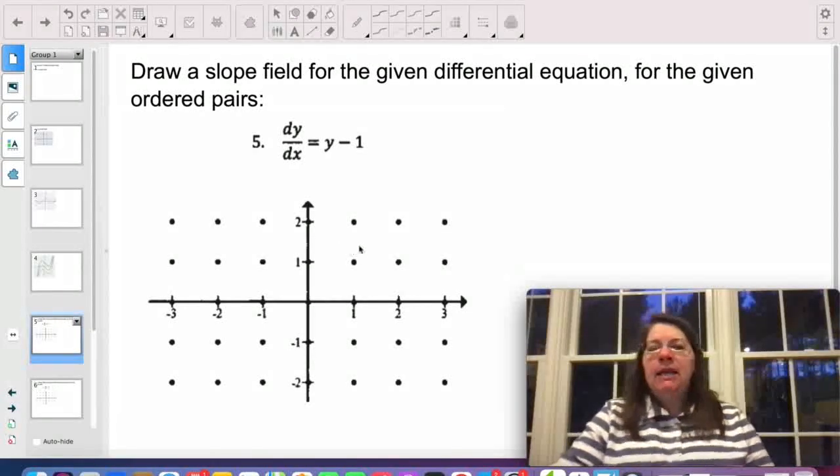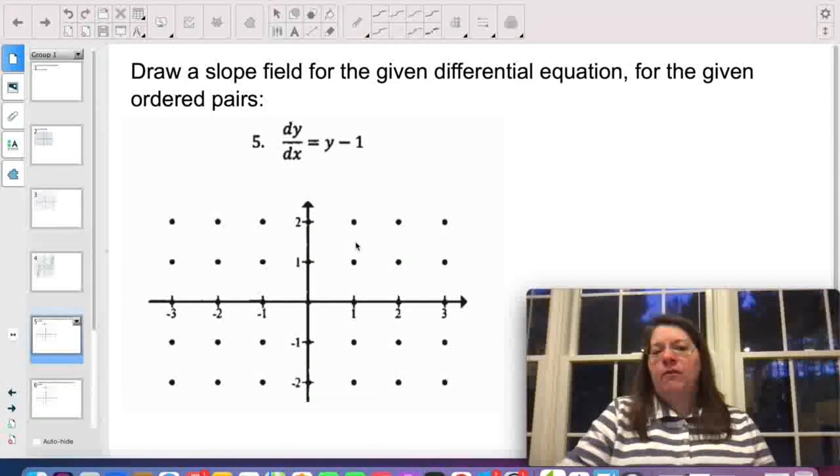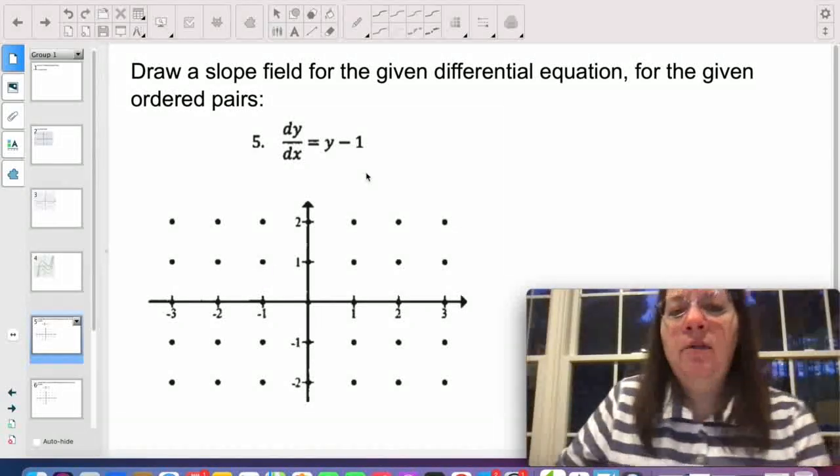Keep in mind, if you have a slope that is a fraction like maybe 1/3 or 1/2, it's a very gradual slope. But if you have a slope that's maybe 2 or 3, it's more steep. So you have to account for those things as you are doing your slope field.